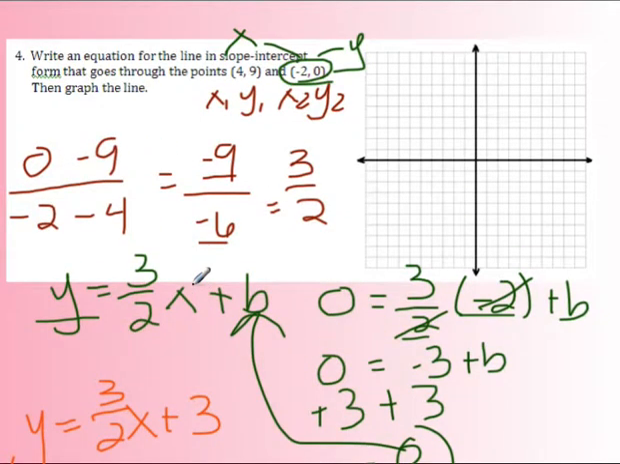So now we know on our line that we're crossing the y-axis at 3. So from that point on the y-axis, we need to go up 3 and over 2 and plot that point. And then we're going to draw a straight line through those 2 points. Okay? Hopefully your line is a lot more pretty than mine, because that was pretty terrible.